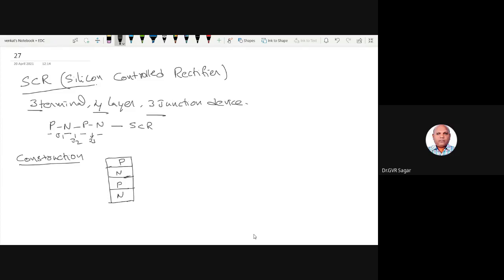From the P region, an aluminum foil or aluminum metal is placed here. From this, an aluminum lead is taken out. This is called the anode. Okay. And at the bottom, from the N region, again an aluminum metal is placed. From this, an aluminum lead is taken out. This is called the cathode.